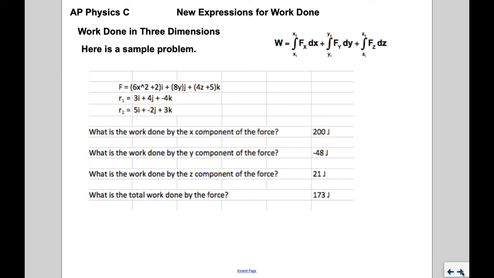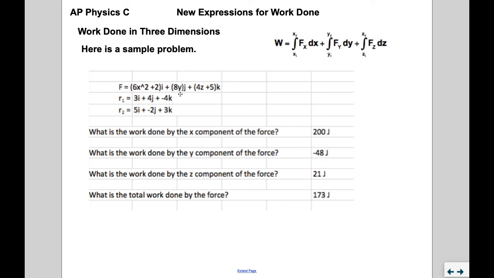Similarly, if we evaluate the y function, 8y j, between 4 meters and negative 2 meters, we find that the y component of the force does negative work, negative 48 joules, in fact. And the z component of the force, 4z plus 5, between negative 4 and 3 meters in the z direction, will do 21 joules of work.